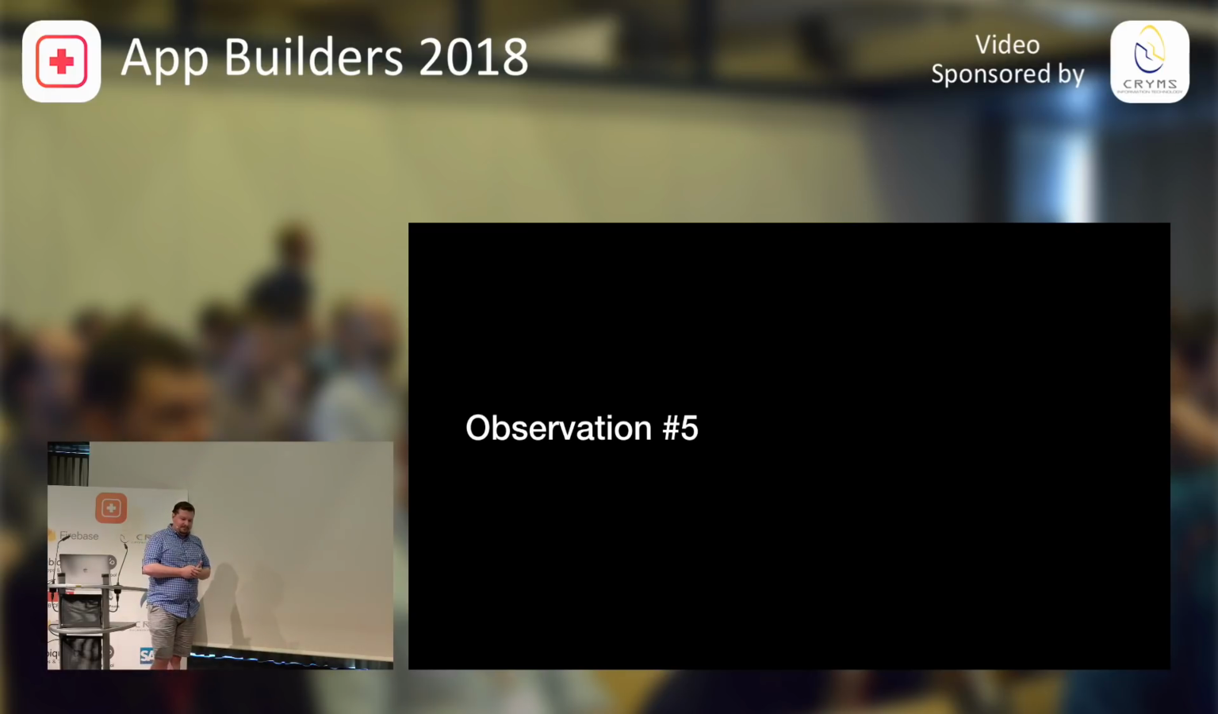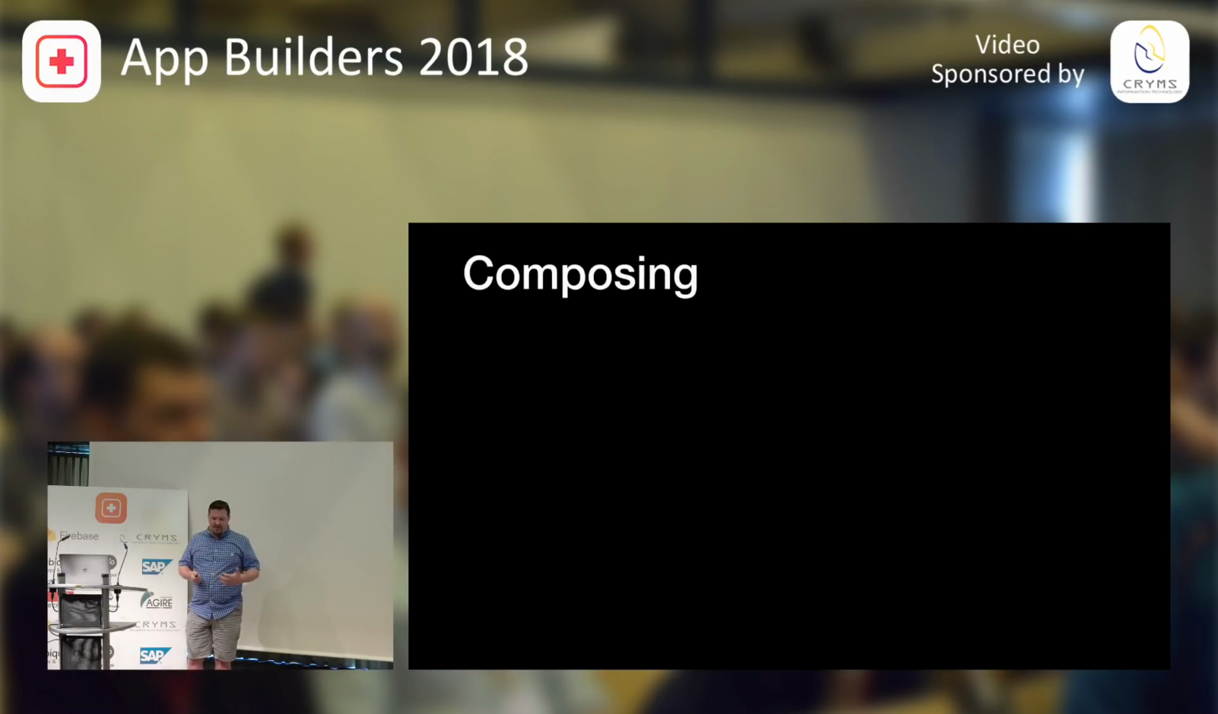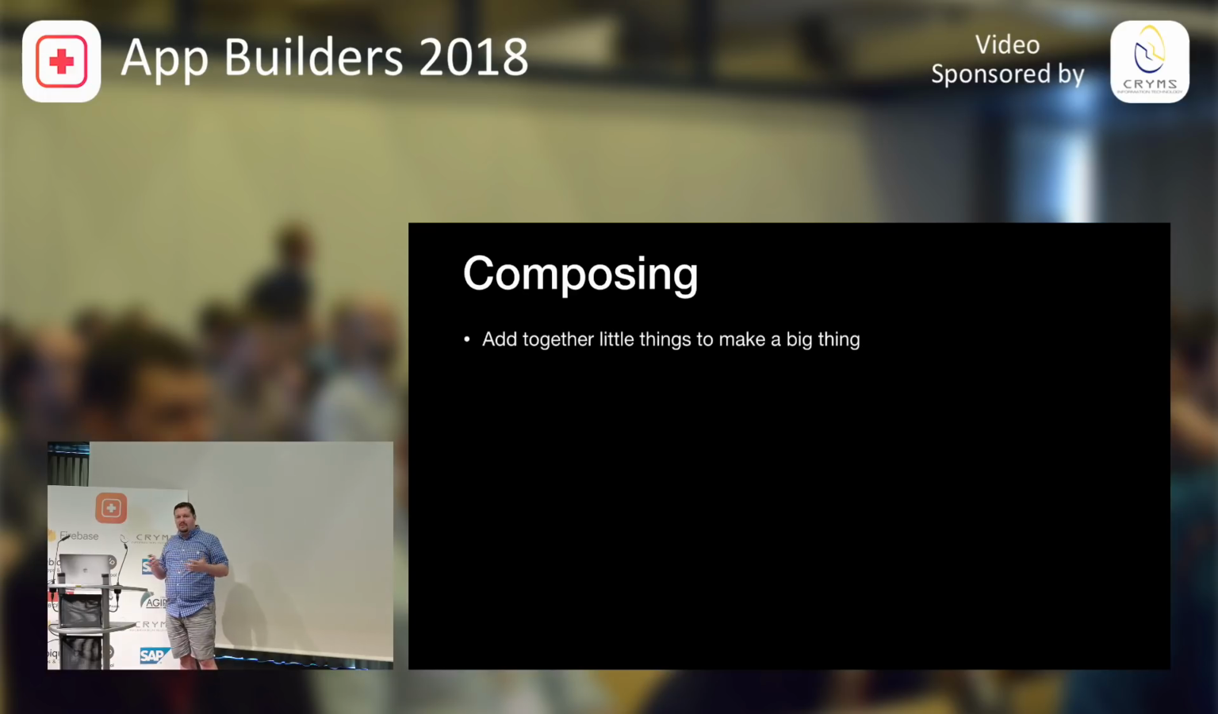Observation number 5. Views are composable. So composition is the idea of adding together lots of little things to make a big thing. And its inverse is decomposition, which is taking a big thing and breaking it up into littler problems.